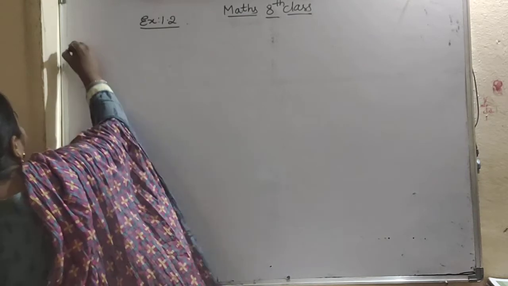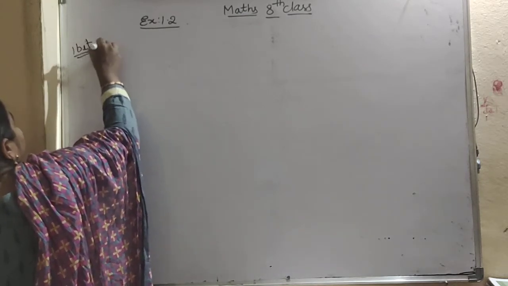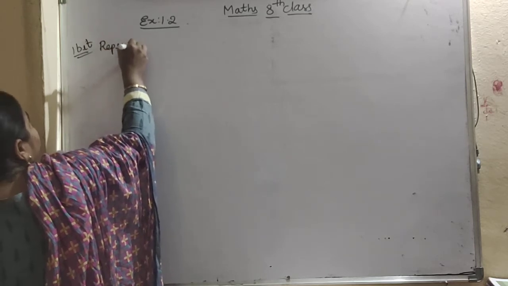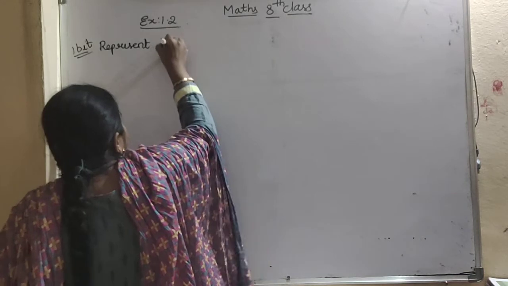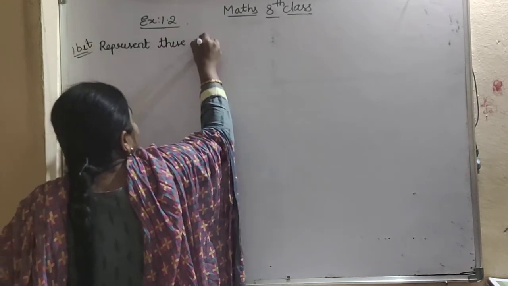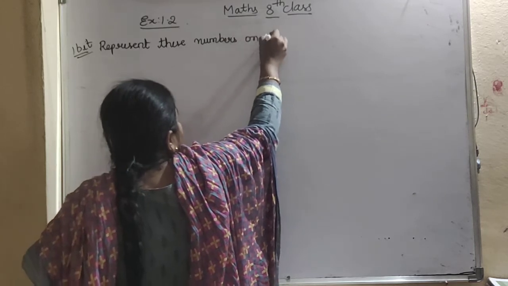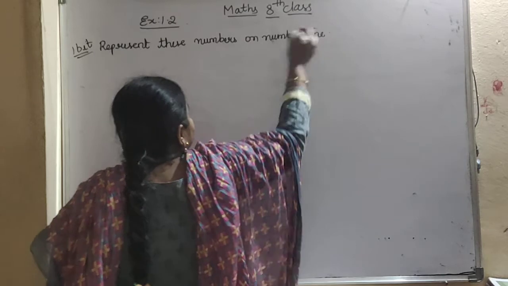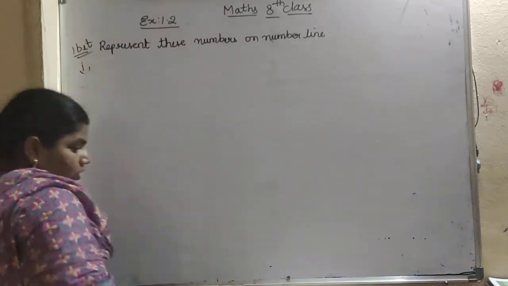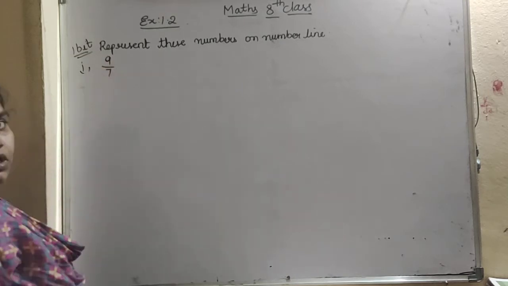So first one, represent these numbers on number line. So what is the first number? That is 9 by 7. So we have to show this 9 by 7 on your number line.